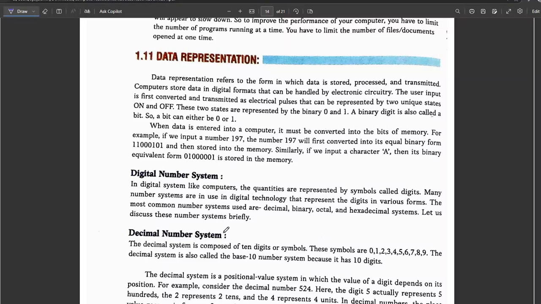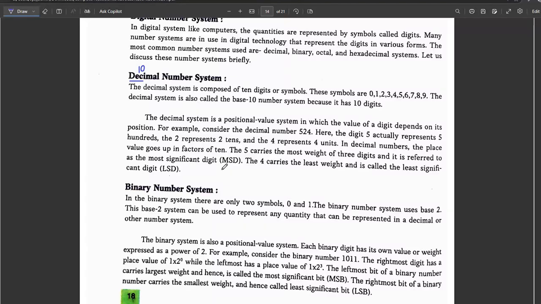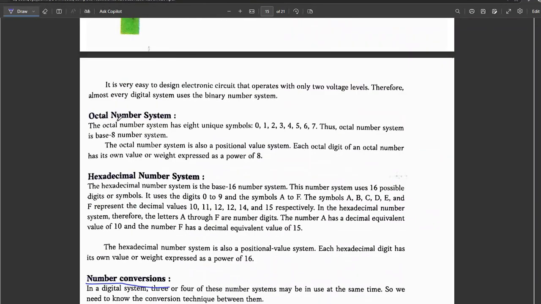The decimal number system is the numbers that we use generally in day-to-day life, like 1, 2, 3, 4, 5, 6, 7, 8, 9, 10, 11, 12, 13, 14, this way, right? In this number system, we have 10 symbols or 10 digits. Since it has 10 digits, it is called decimal number system. Deci means 10. We studied earlier.